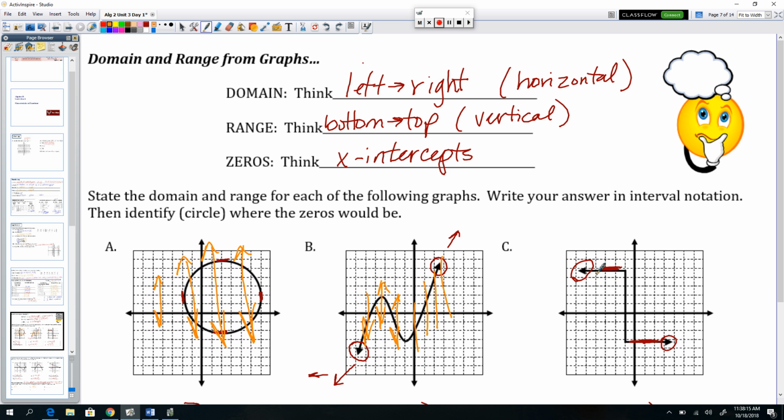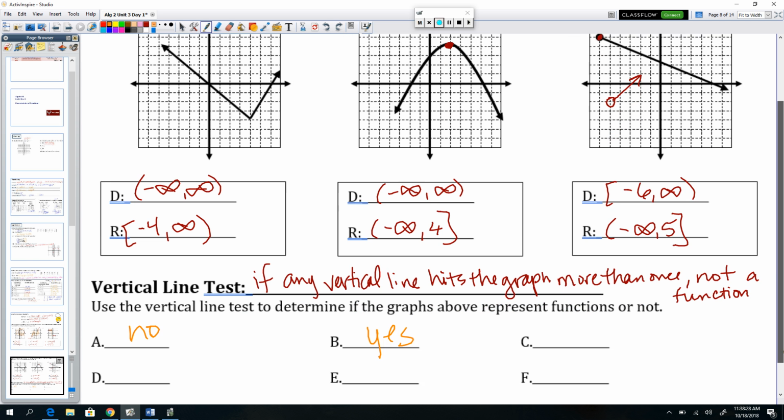Graph C, we're fine here, fine here, fine here, fine here, but as soon as we get here, we're touching this graph in all these places. So this fails the vertical line test at this point here. So that is not a function for C.